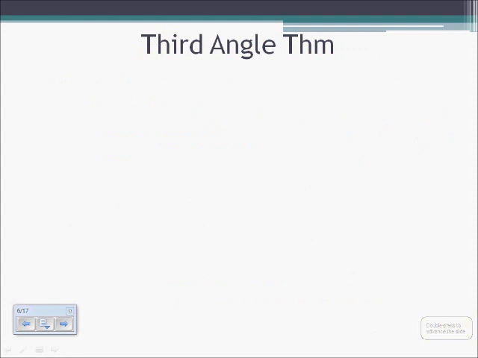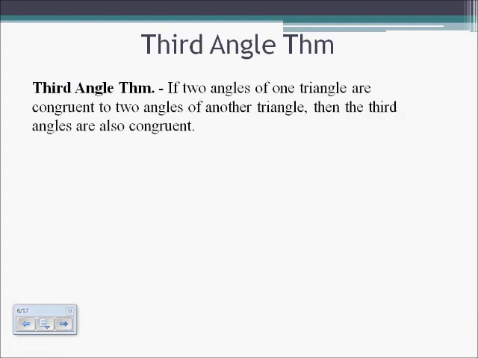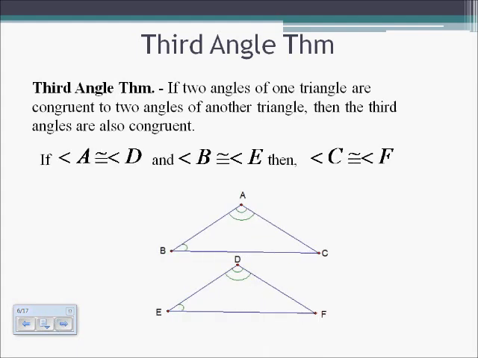Alright, third angle theorem. The third angle theorem states, if two angles of one triangle are congruent to two angles of another triangle, then the third angles are also congruent. The figure shows if angle A is congruent to angle D, angle B is congruent to angle E, then angle C is congruent to angle F. So we have here in the picture angle A and angle D being congruent, and angle B and angle E being congruent. We know then from this theorem that C and F are also congruent.